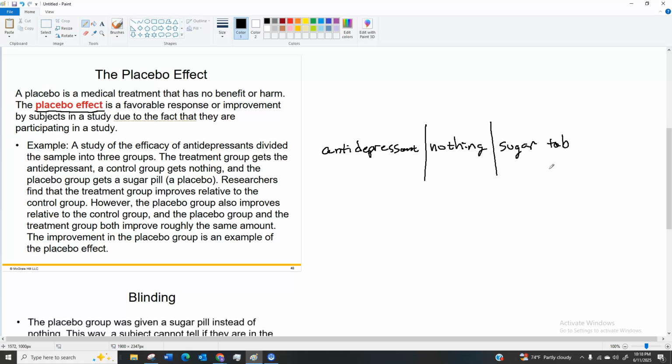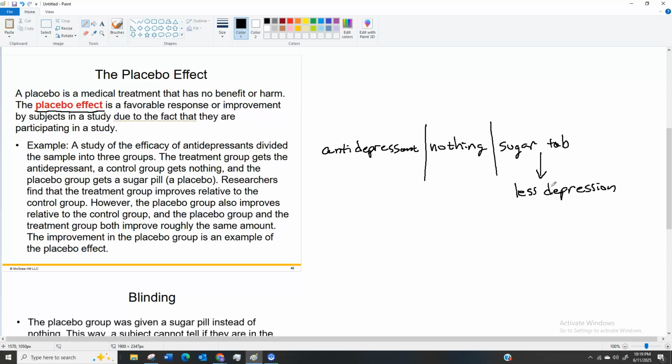Okay, but they don't know that. Nobody knows, the groups don't know whether or not they got the antidepressant or the sugar tab. Obviously, the group that got nothing knows they got nothing. But they found that in this case, the people who took the sugar tab still reported lower depression, improvement in their depression. So why did that happen? Well, because they wanted it to work, and so it worked. That's basically what happens with that. They wanted the treatment to work, and so it did work for them. Now, would that work long term? Probably not.